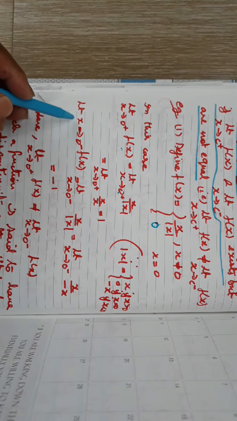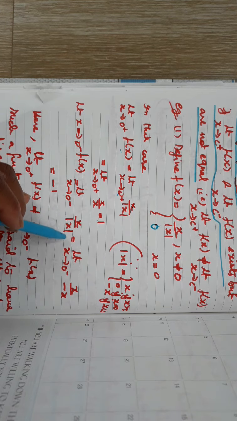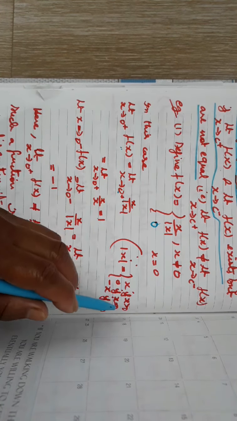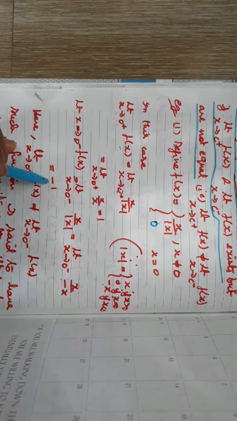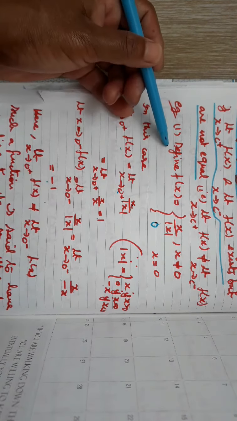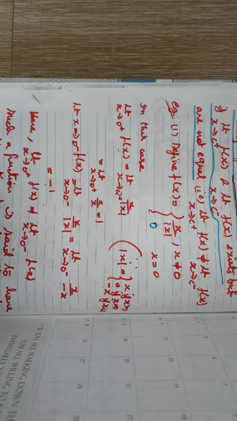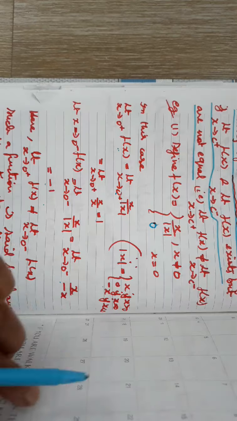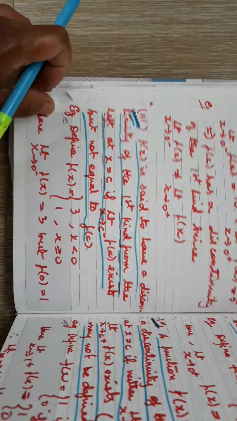Now the left hand limit is x tends to 0 minus, to the left of 0. So you have this mod x will be less than 0. So when x is less than 0, mod x will be minus x. So you have x by minus x is equal to minus 1. So you can see both the left hand and the right hand limit exist, but they are not equal. So such a function is said to have a discontinuity of the first kind.